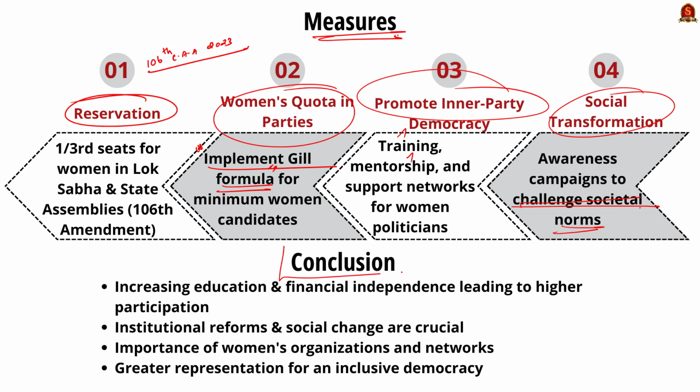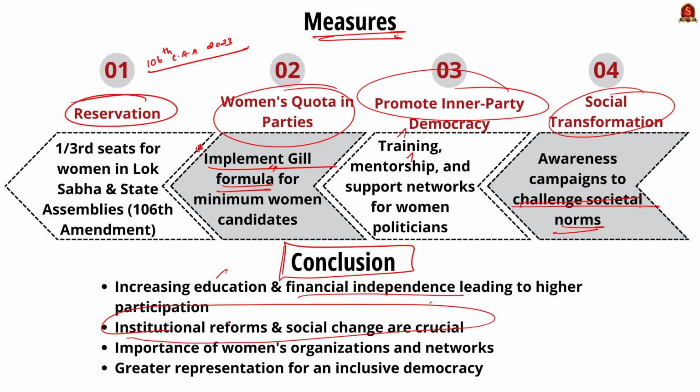Moving on to the conclusion, you can write like this. Despite challenges, women's political participation is increasing alongside higher education levels and financial independence. Institutional reforms and societal transformation are necessary to enhance the representation of women in politics. Continued efforts from women's organizations and networks within the political parties and civil society are essential to assert women's presence in politics. This is all regarding the discussion.